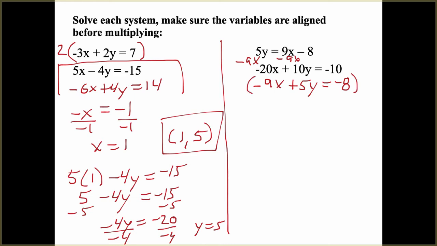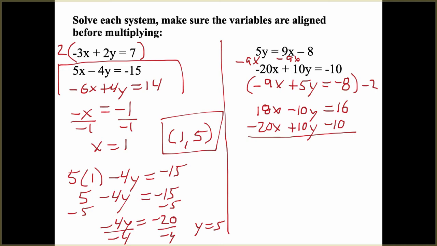So we're going to multiply this by -2. -2 times -9x is 18x. -2 times 5y is -10y. -2 times -8 is 16. I'm going to rewrite the -20x and bring it down below so they're nice and easy to work with. And we have a -10. We're going to add these together.